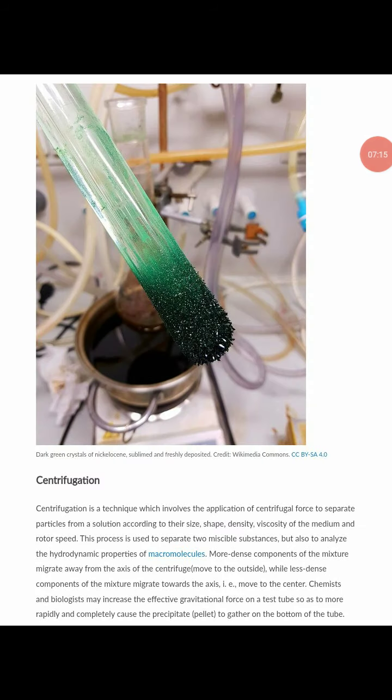Okay, I think we have the diagram here. So that's the residue left behind. Dark green crystals of nickelocene, sublimed and freshly deposited. So that is the process of sublimation. It leaves back the residue while the other ones go into the gaseous state.